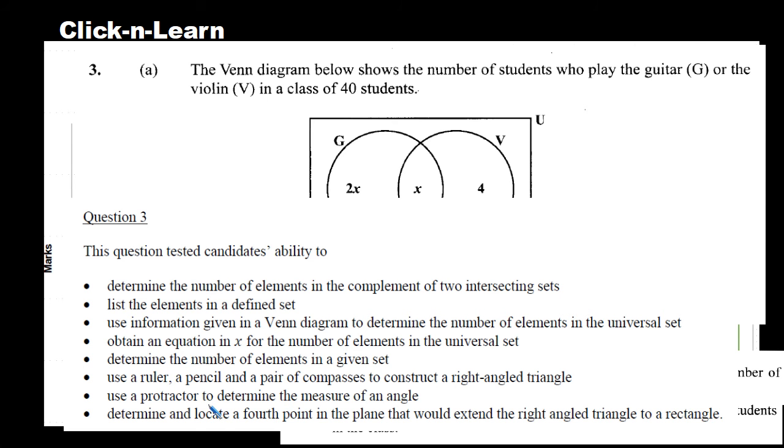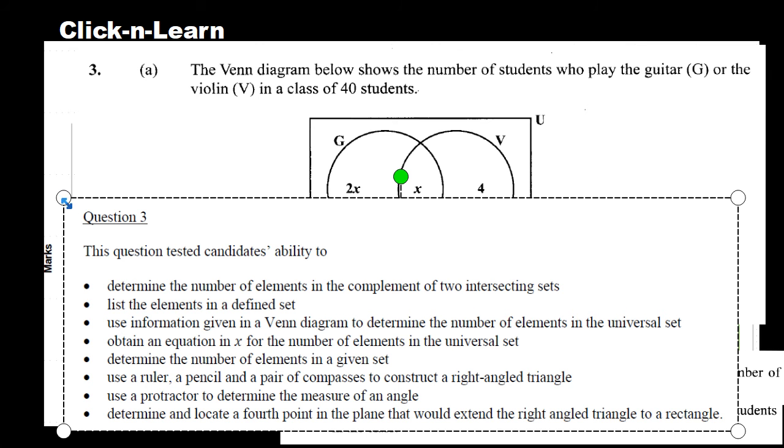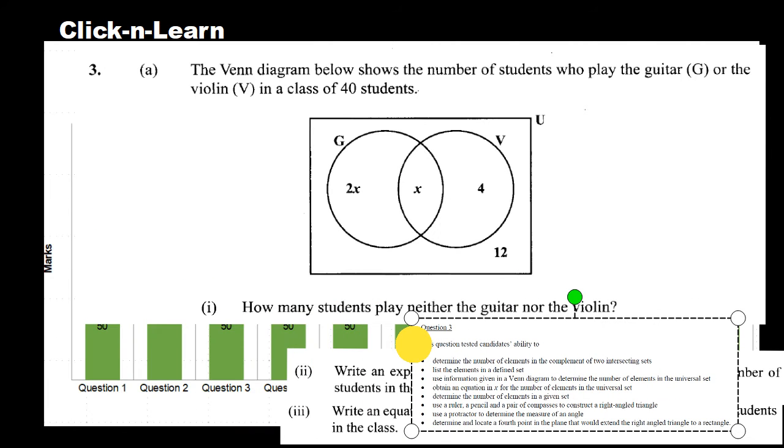And then the other parts of the question: use a ruler, a pencil, and a pair of compasses to construct a right angle triangle. We look at a separate video on this part of the question. Use a protractor to determine the measure of an angle, and so on. So question 3 tested the student's ability and knowledge related to these topics. Now the average mark gained for that particular question was 50%.